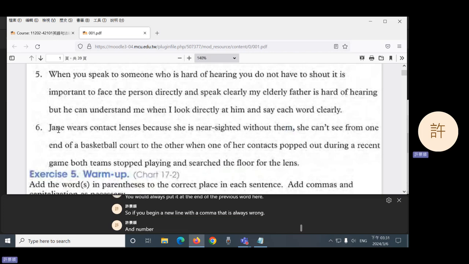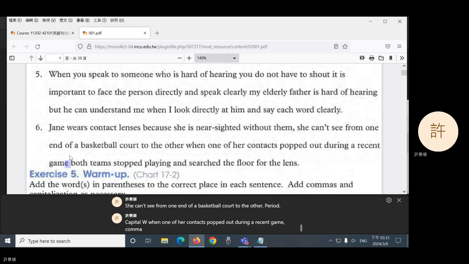And number 6, Jane wears contact lenses because she is nearsighted, period. Capital W. Without them, this comma is correct. She can't see from one end of a basketball court to the other, period. Capital W. When one of her contacts popped out during a recent game, comma, both teams stopped playing and searched the floor for the lens.